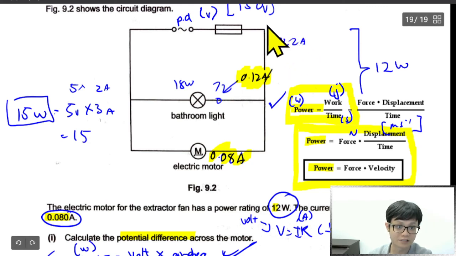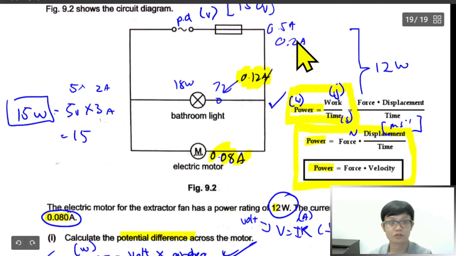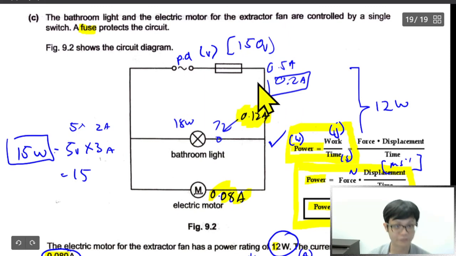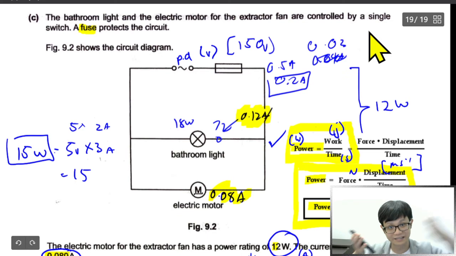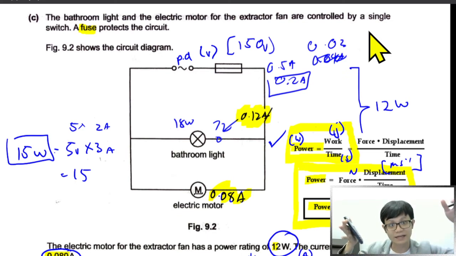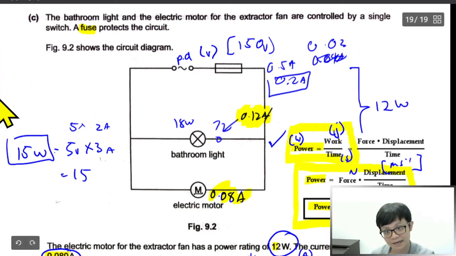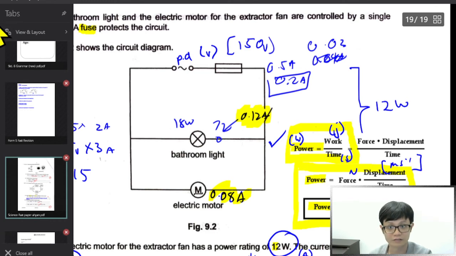The fuse the question used is 0.5 ampere. So 0.2 ampere is lower than 0.5. It is suitable to use for the circuit. But of course, if you give me a choice, I will use probably 0.3 ampere, at least it is nearer a bit. You don't take something that is so far apart, then the fuse doesn't really mean anything, and the thing will spoil, people will die, because the fuse that you take is really so huge, right?